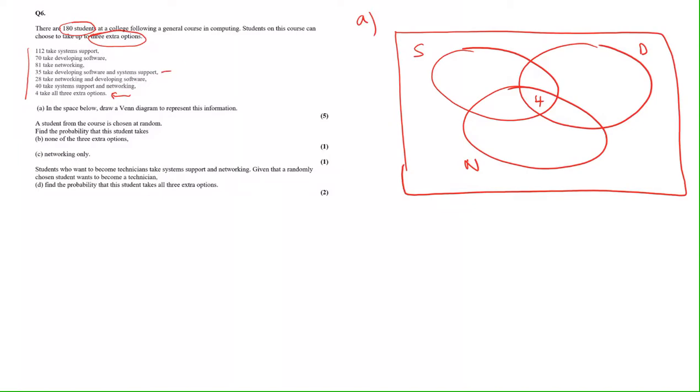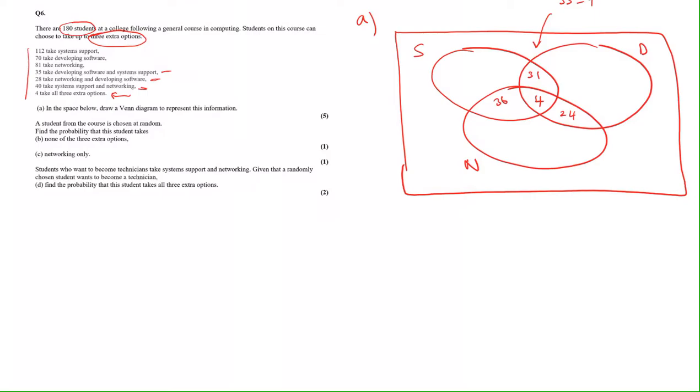This one is 35. So that number there will be 35, but we've already got 4, so that will be 31. Then we can do developing software and networking, which is 28. So the number that goes in here should be 28 minus the 4, so that would be 24. And then system support and networking is 40. So 40 minus 4 is 36. Then I can move to the next bit.